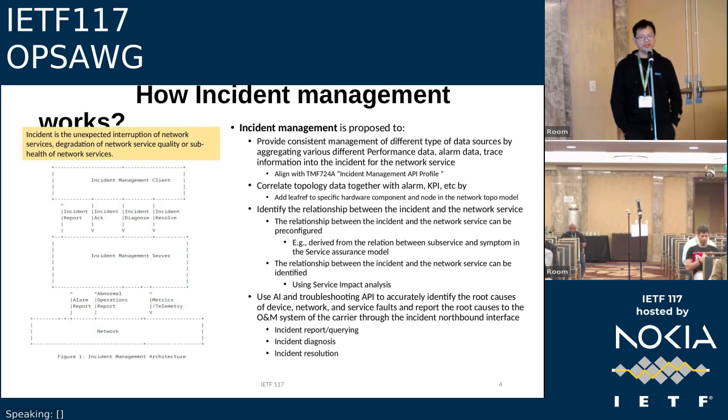And also we can identify the relationship between the service and the incident. Either this relationship can be pre-configured, such as in the service assurance model, where we already define the relationship between the service and the incident. Actually, we can derive this kind of incident from it. In addition, we can use service impact analysis, and maybe use some AI, to identify the relationship between the incident and the network service. So we can use this troubleshooting API we define here, between the domain controller and OSS, to provide closed loop life cycle management. Next.